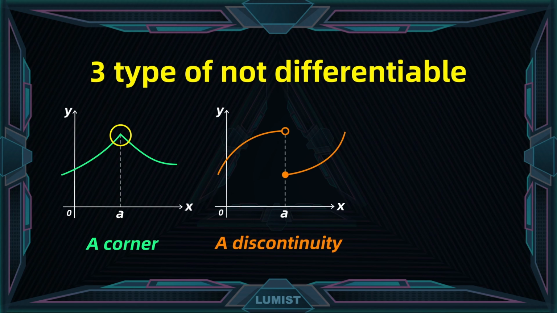The second type of non-differentiable variation is called a discontinuity. So this case is obvious, right? Since the left side limit and the right side limit don't match, that means that it's discontinuous, and by what we talked about earlier, if it's not continuous, it is not differentiable at that specific point.